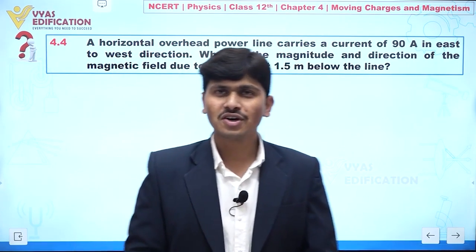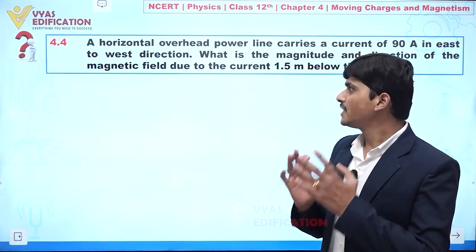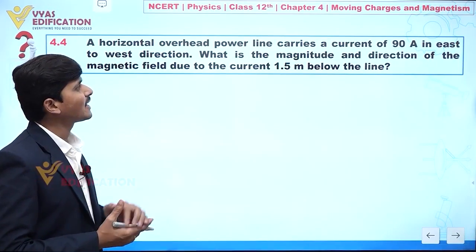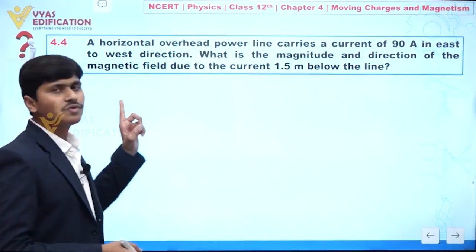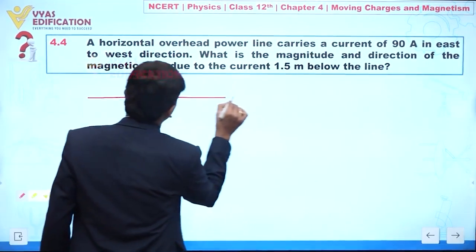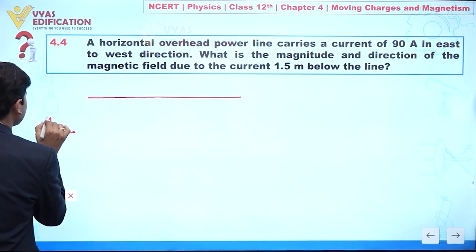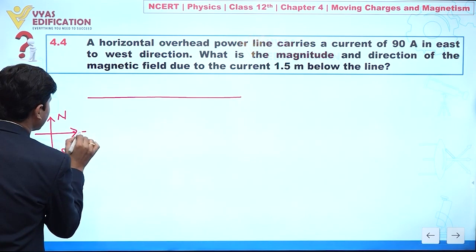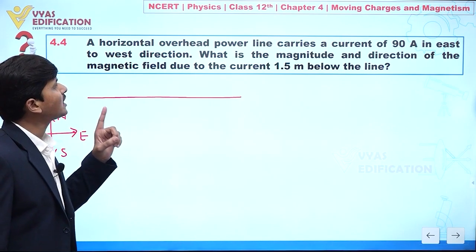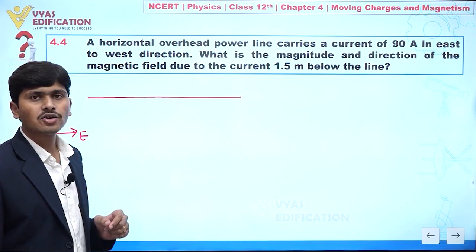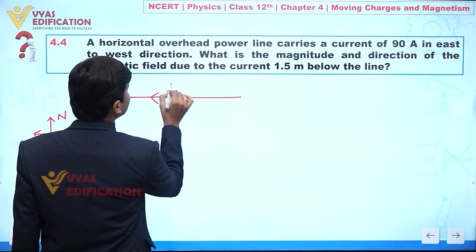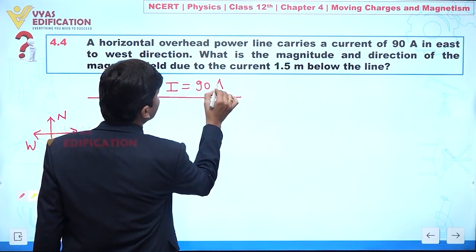Now dear students, we are going to solve question number 4.4. In this question it is given that a horizontal overhead power line carries a current of 90 ampere in the east to west direction. Let's suppose this direction is north, this one is south, this one is east and this one is west. It means the direction of current is this one and the value of current is 90 ampere.